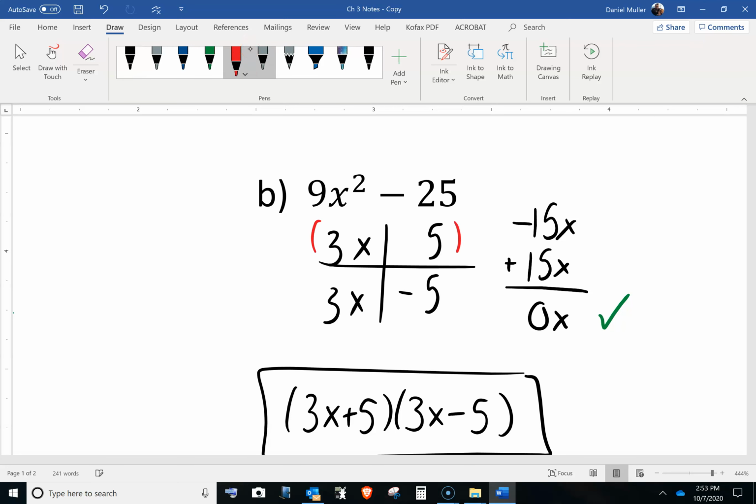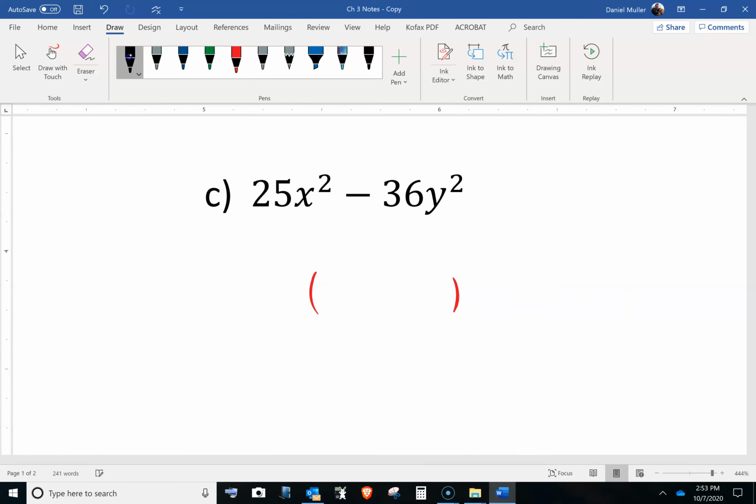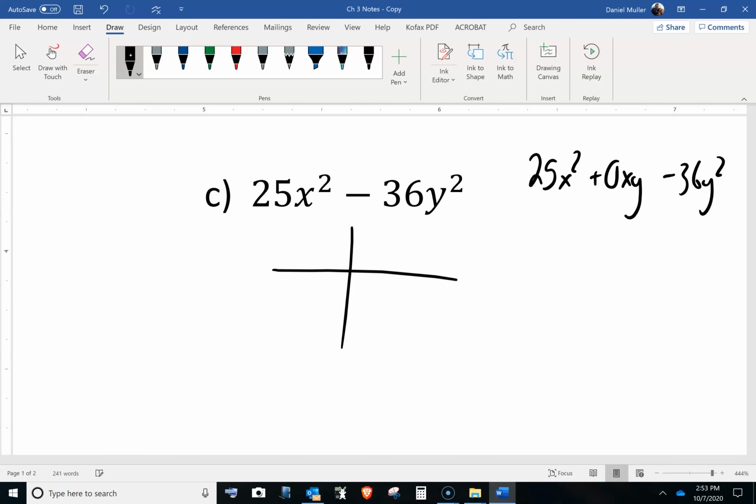Let's try another one here. Okay. So I noticed, oh, the middle term is gone. There's an x squared, there's a y squared. So in the middle, there must have been just an xy. It probably would have said 25x squared plus 0xy minus 36y squared. So that's what it would have said, and then we just would have canceled that out.